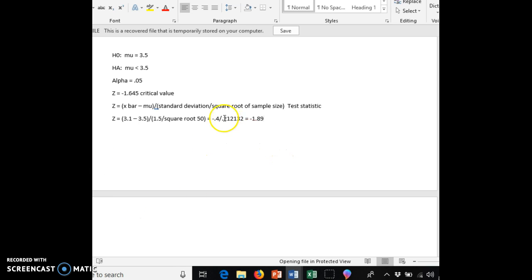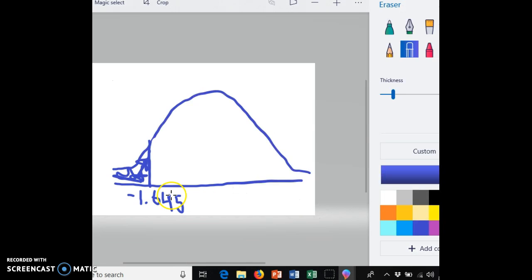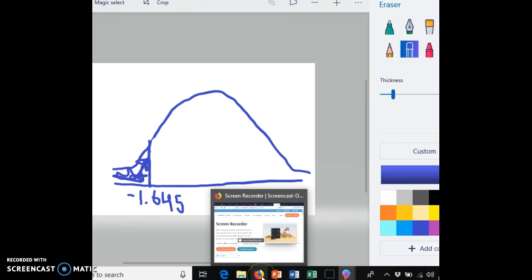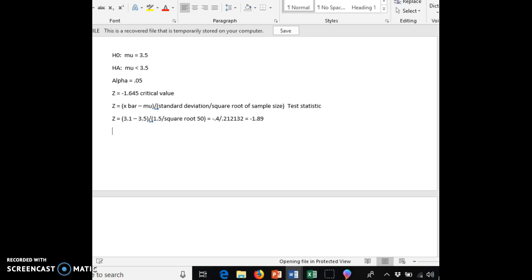Okay, now let's go back to our critical value. We said, when I showed you that picture, that anything in the rejection region, anything to the left of this negative 1.645, we would reject the null. And negative 1.89 is definitely in this region. It's to the left on the number line of negative 1.645. So it's in the rejection region. So next thing we want to do is write it's in the rejection region, which means we reject the null hypothesis.